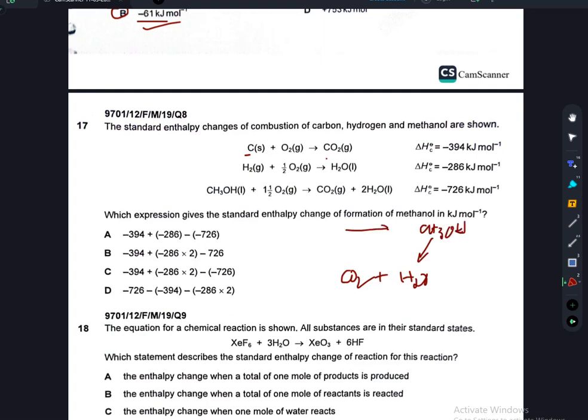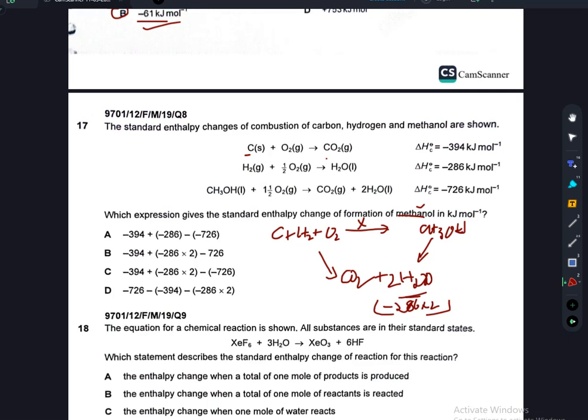CH3OH. This X has to be found, and this is carbon plus hydrogen plus oxygen, in the molecular states, in the normal physical states, not in the atomized. What we have to find is the formation of methanol. So according to the balanced chemical equation, I must add 2 here. Done. So minus 286 into 2 for this H2O.